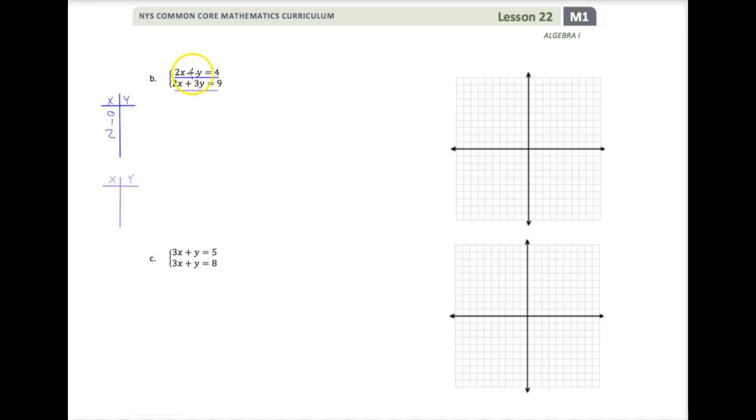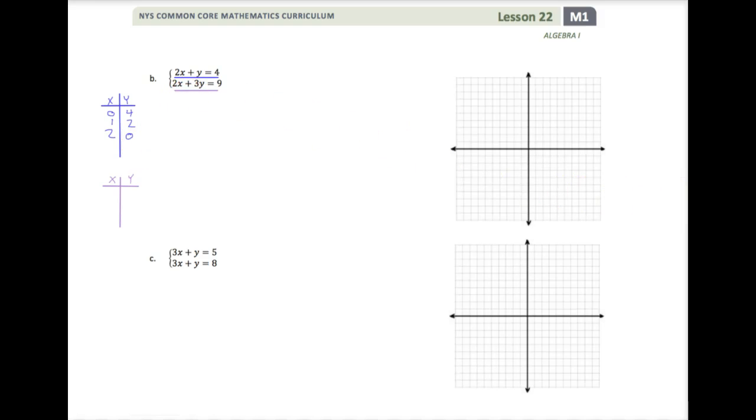2 times 0 is 0. That leaves y equal to 4. 2 times 1 is 2, so 2 more would give us 4. And then 2 in here. 2 times 2 is 4. We don't need anything more. Y can be 0. Nice. We'll graph those in a minute.